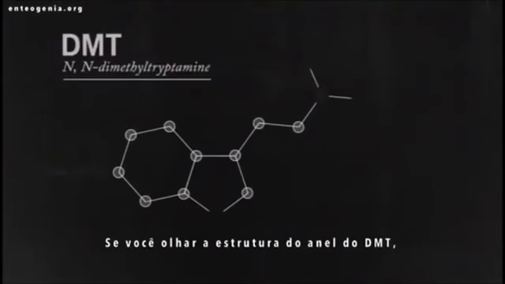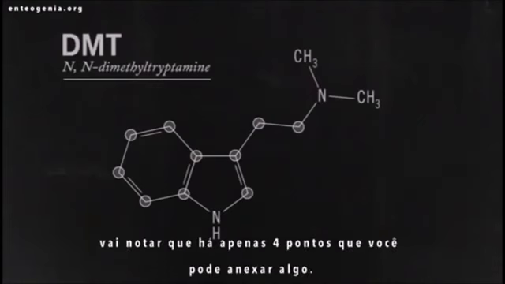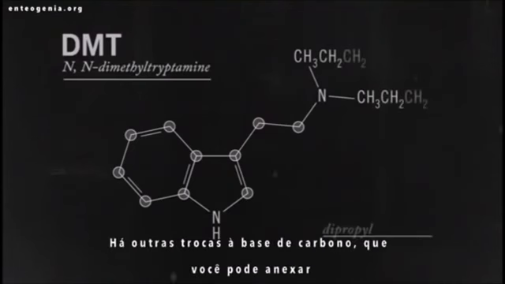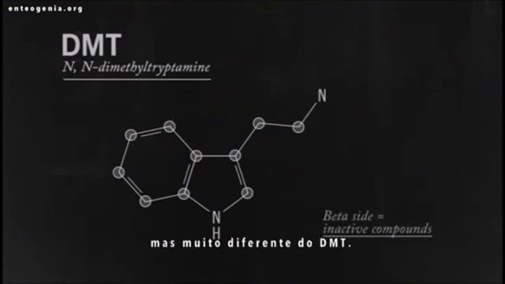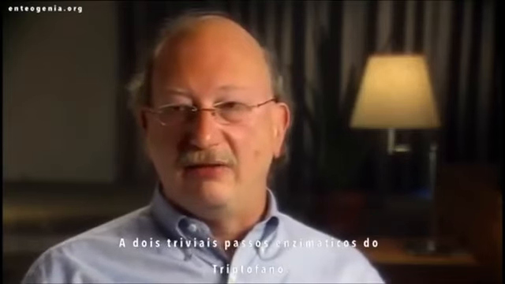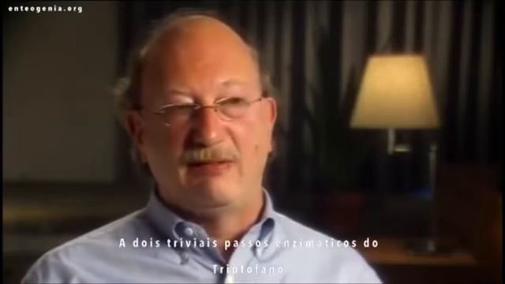If you actually look at the ring structure of DMT itself, you only have really 4 positions that you can attach things to. So you can make diethyl or dipropyl. There are some other types of carbon chains you can attach to that end that do give you compounds that have activity, but very different from DMT. Biosynthetically, it's 2 steps from tryptophan. Right, 2 trivial enzymatic steps from tryptophan.